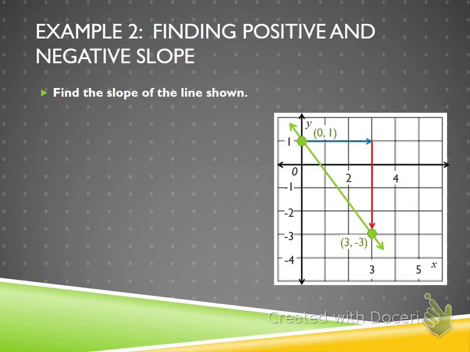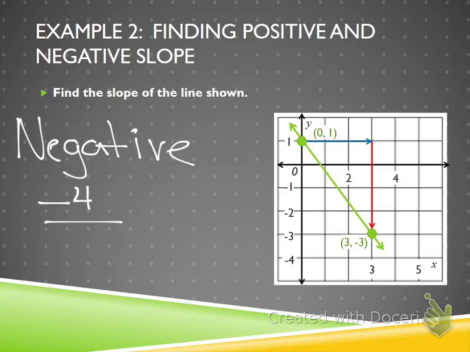Is it positive or negative? And then tell me the slope. Negative. And what is my rise? 4. Positive or negative? Negative. It's negative because you're going down in value on your y-axis. You went from a y value of 1 to a y value of negative 3. Your rise falls. It is a negative 4 over, what's your run? 3. Negative 4 over 3. Do you understand why your slope is negative?